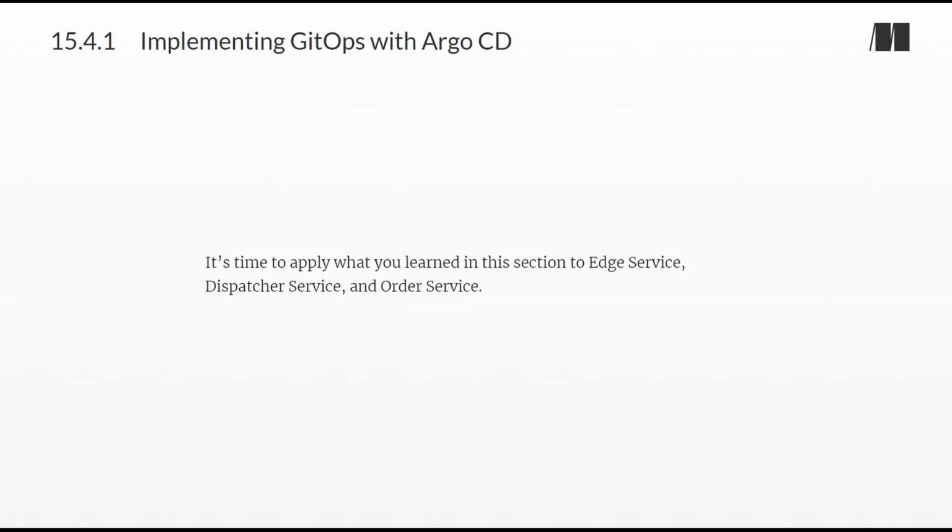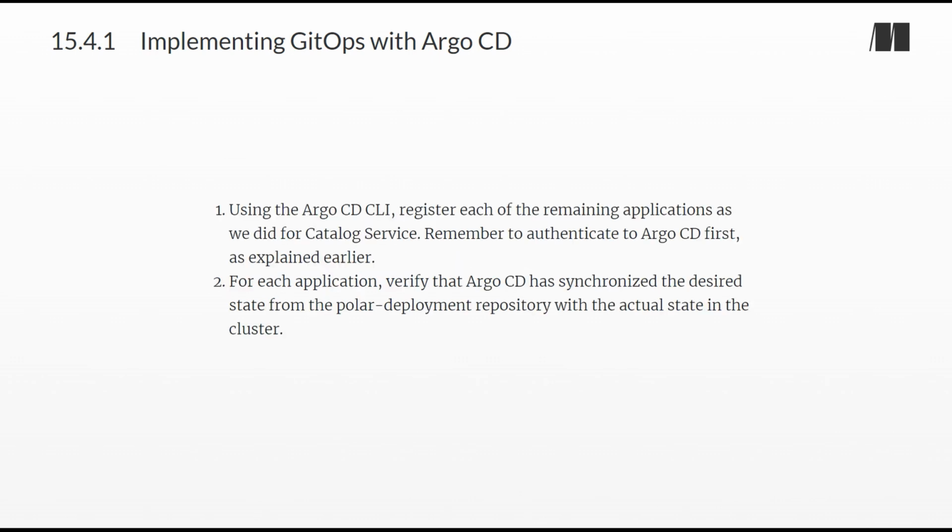Polar Labs. It's time to apply what you learned in this section to Edge Service, Dispatcher Service, and Order Service. 1. Using the Argo CD CLI, register each of the remaining applications as we did for Catalog Service. Remember to authenticate to Argo CD first, as explained earlier. 2. For each application, verify that Argo CD has synchronized the desired state from the Polar Deployment repository with the actual state in the cluster.